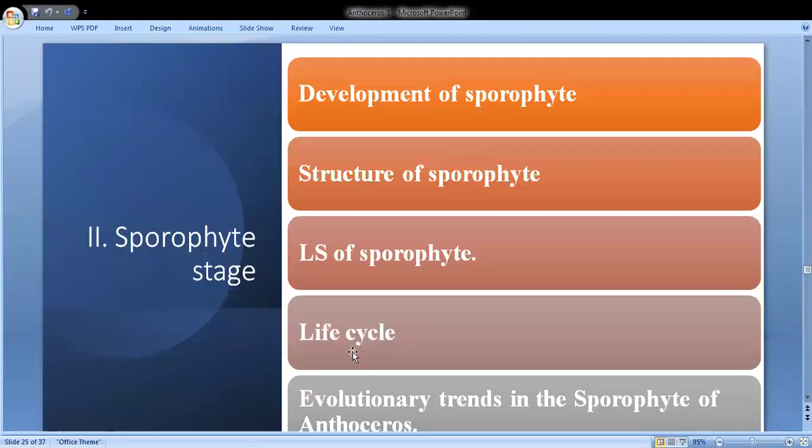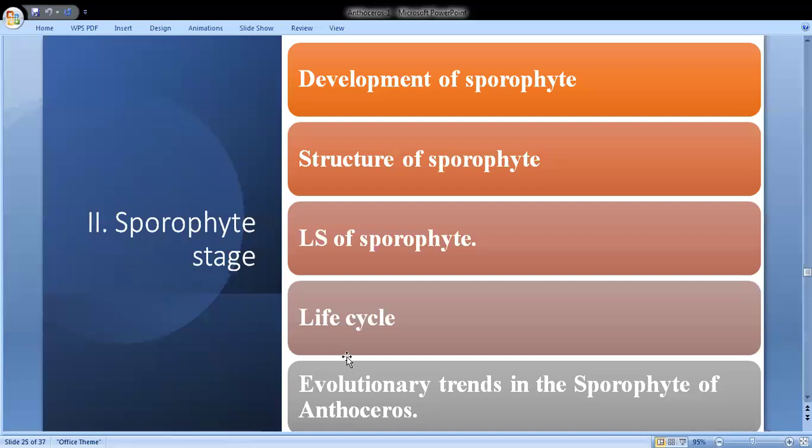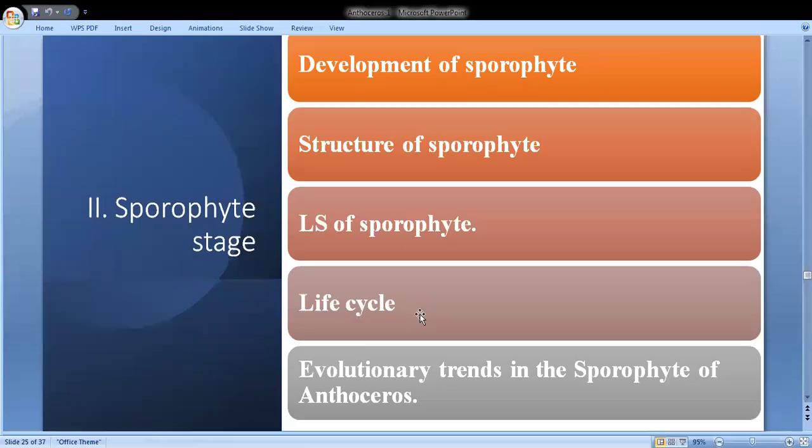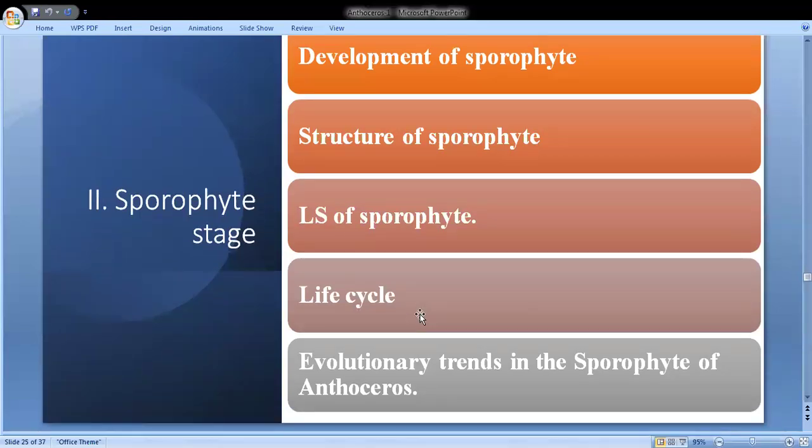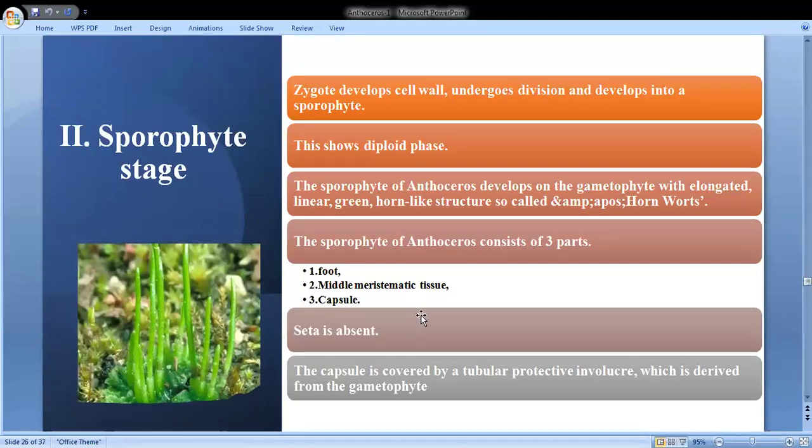Next one, the sporophyte stage. After the formation of the zygote, that is the diploid stage, the zygote develops into a sporophyte embryo, and after that the embryo develops into the sporophyte stage. The gametophytic stage is completed. Have you understood? Yes, ma'am. Okay, ma'am.